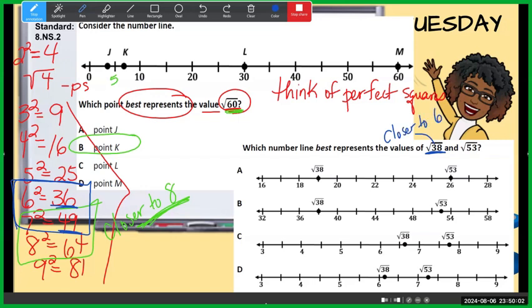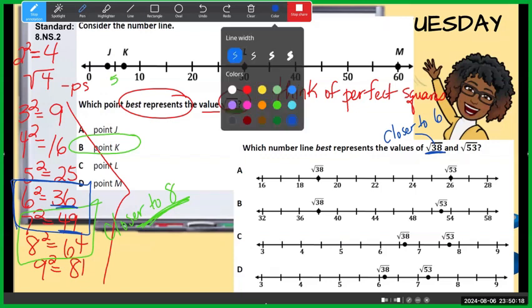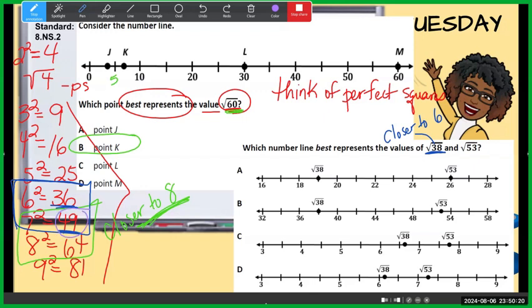Now look at 53. Between which two would 53 fall? 7 and 8. Would 53 be closer to 49 or to 64? 49, so it will be closer to 7. So we have one that should be closer to 6, and the other one that should be closer to 7.